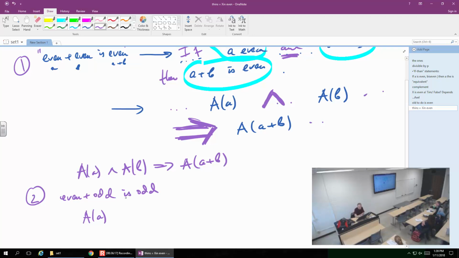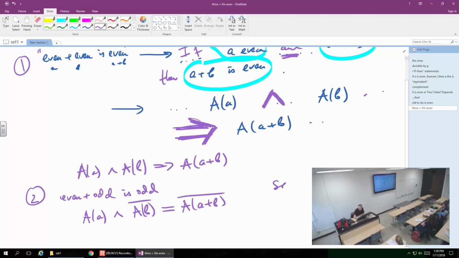Negation, yes. So this is what I do. It's still and, right? A and B bar. In other words, rather than saying it's odd, I'm saying it's not even. And what do I have on the right? Same story, just A of A plus B with a bar.